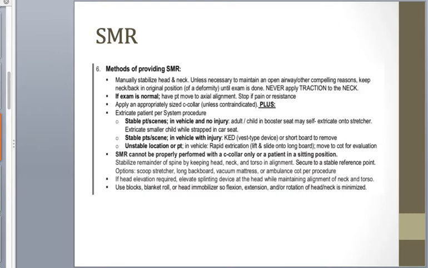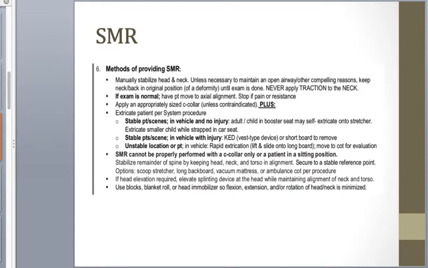SMR continued. Methods of providing SMR. Manually stabilize the head and the neck. Don't pull traction unless it's necessary to do so. That's what we should be doing first. If the exam is normal, have the patient moved into axial alignment. Stop if pain or resistance. Apply a C-collar unless contraindicated. Extricate the patient. Have them move out.